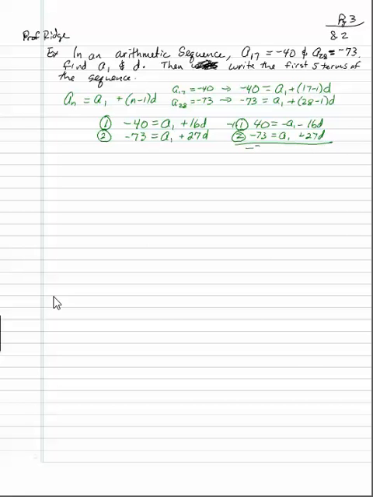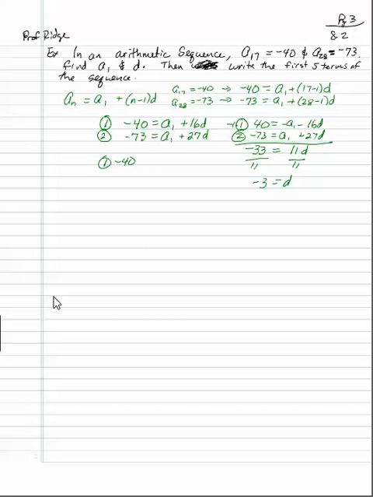And you get negative 33 equals, see the A sub 1's cancel, and we get, what's that, 11d? 11d. Then we solve for d. So divide both sides by 11. D equals negative 3. So now we know D is negative 3, and plug this back into equation 1 or equation 2, doesn't matter. So I'll put it in equation 1.